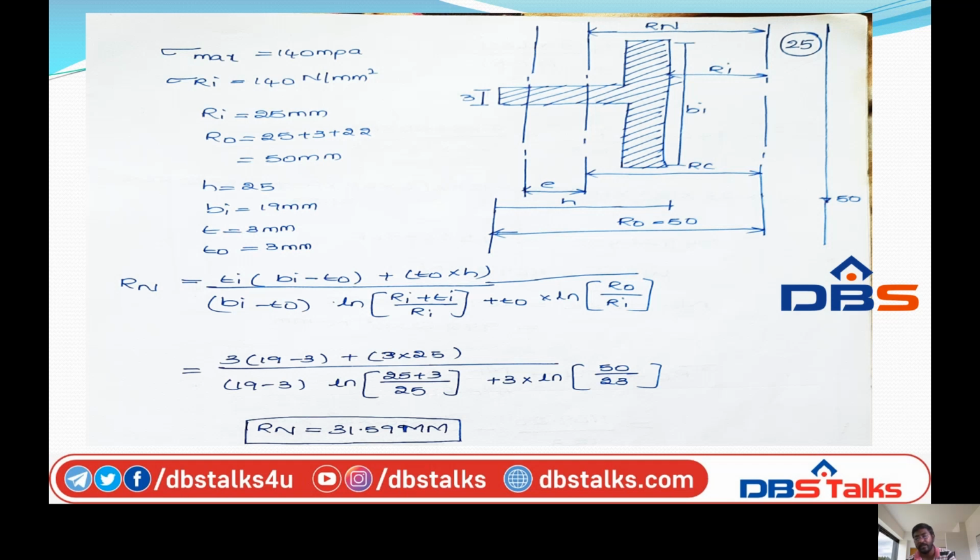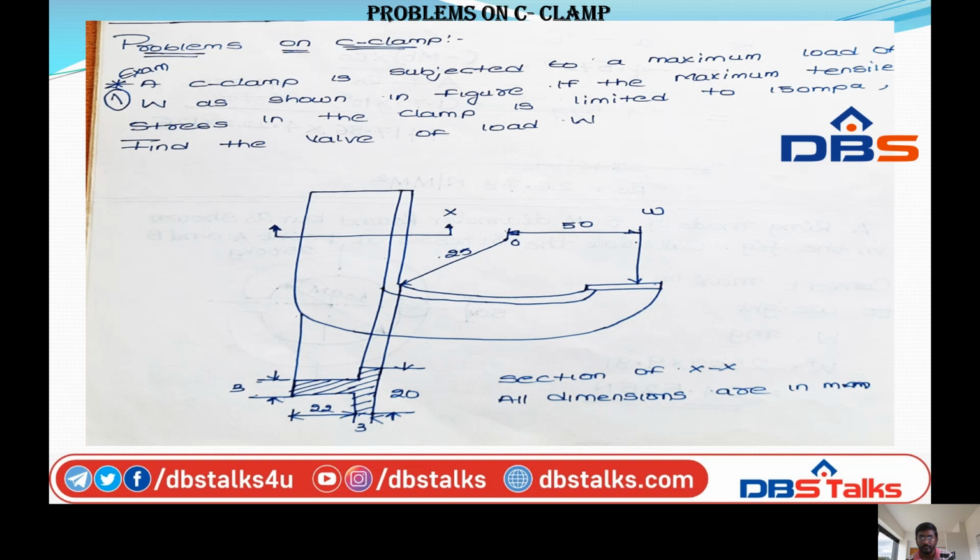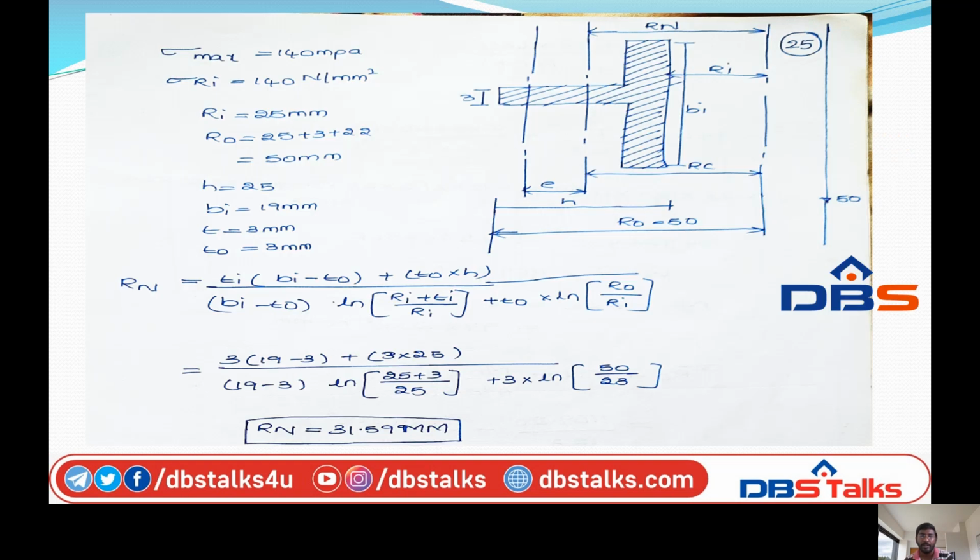So R naught is the distance between central line to outer fiber. Sigma max is equal to 140 MPa, which is already given in the problem. Sigma is equal to 140 Newton per mm square. So radius Ri, the radius of the inner fiber, is equal to 25 mm.